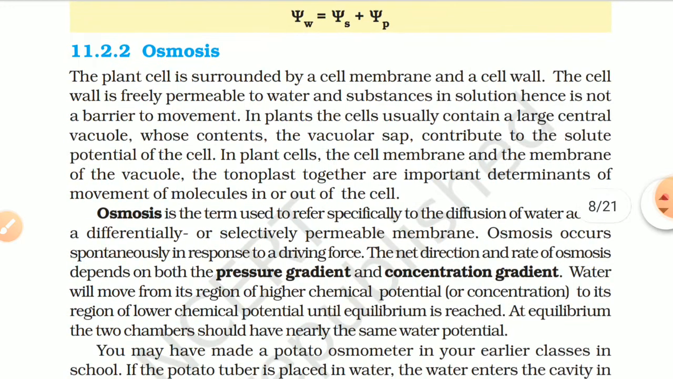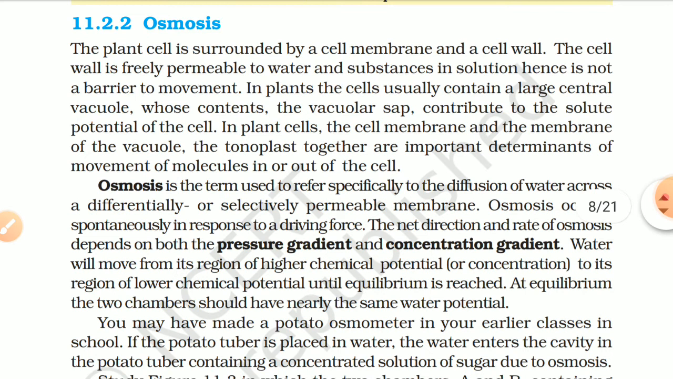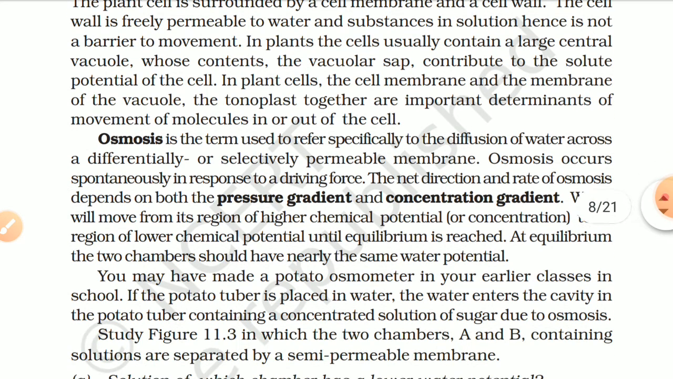11.2.2 Osmosis. The plant cell is surrounded by the cell membrane and a cell wall. The cell wall is freely permeable to water and substances in solution, hence it is not the barrier to movement. In plants, the cell usually contains a large central vacuole whose content, the vacuolar sap, contributes to the solute potential of a cell. In a plant cell, the cell membrane and the membrane of the vacuole, the tonoplast, together are important determinants of the movement of molecules in or out of the cell.